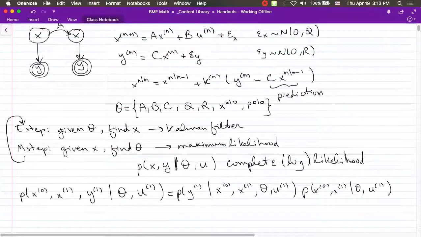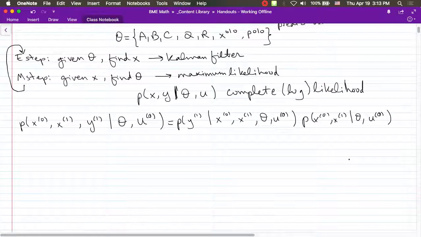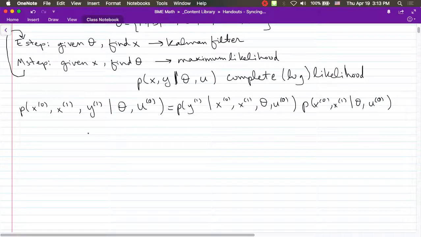Actually, let me just make sure. Let me look at my nomenclature here. This is u0. So let's look at this equation here: P of y1 given x0, x1, theta, and u0. Well, does y1 depend on x0? Does it? No, it only depends on x1. So I can get rid of x0.